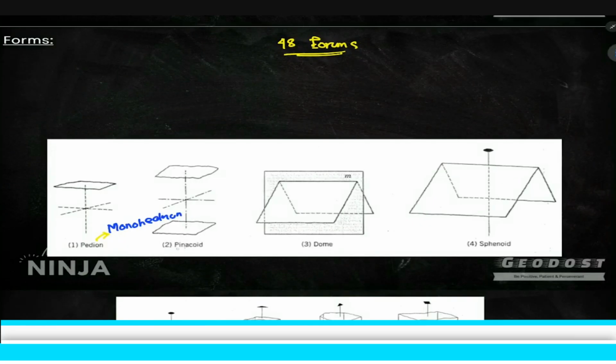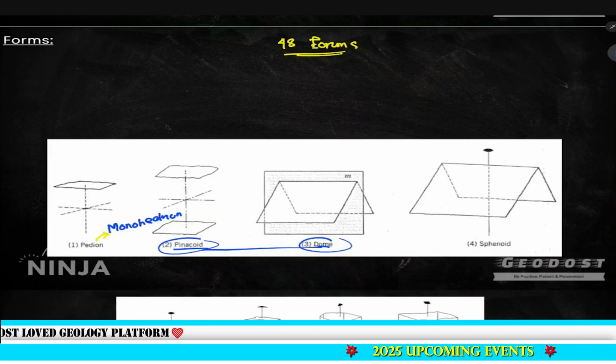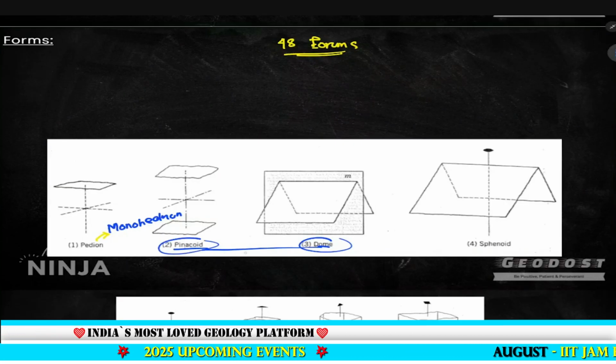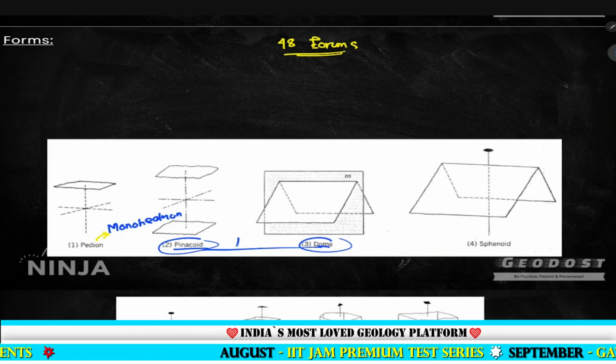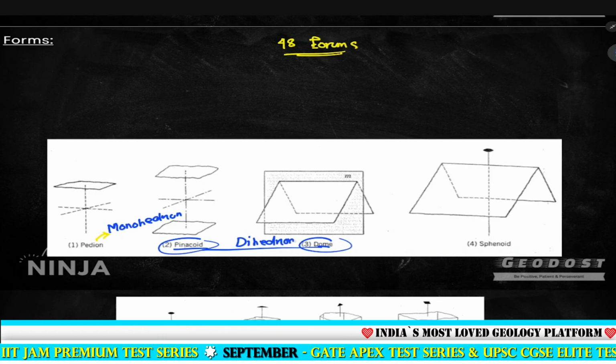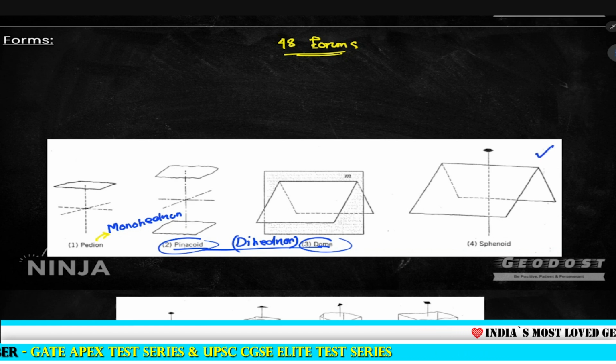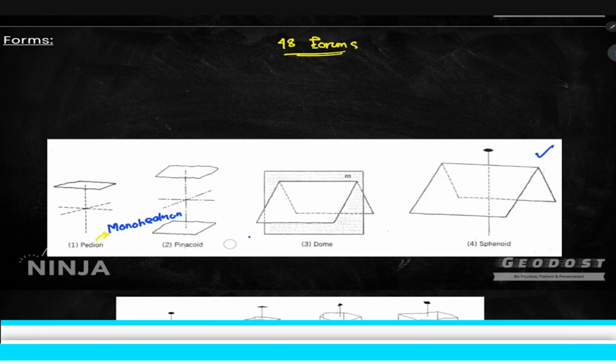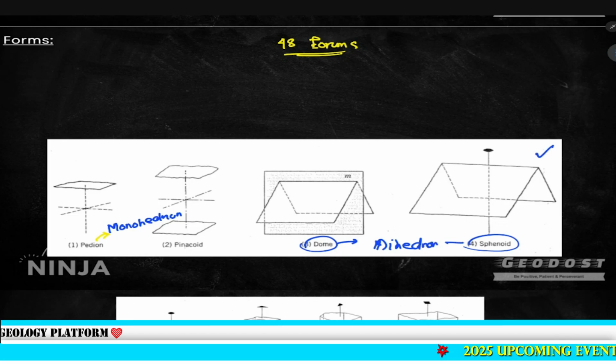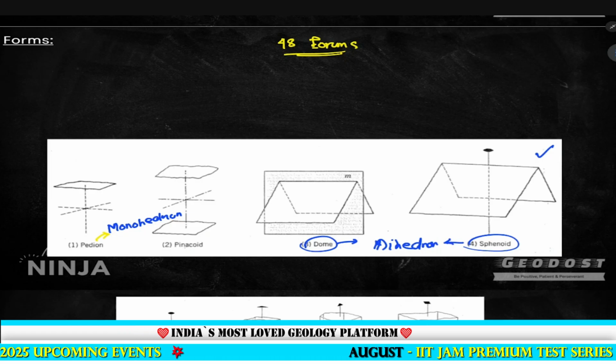Okay, and the pinacoid and dome. You can see the images. That's why I have attached the images, because we are not going to waste too much time here. It is called dihedron. Okay, and the sphenoid is here. In the sphenoid cases, sorry, pinacoid is the single one. Pinacoid is not called the dihedron. Just a second, I will tell you why. The dome and sphenoid are called dihedron. Okay, these are called the dihedron. So why? Because it consists of two non-parallel faces.